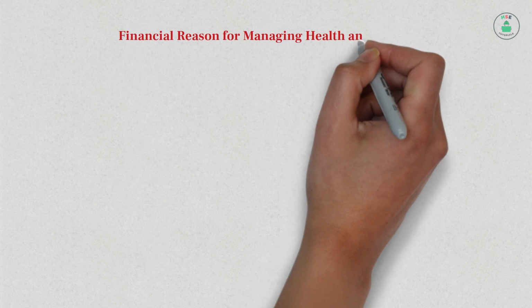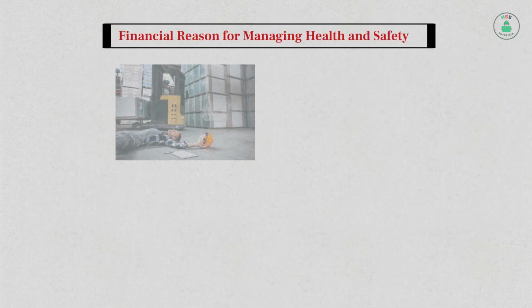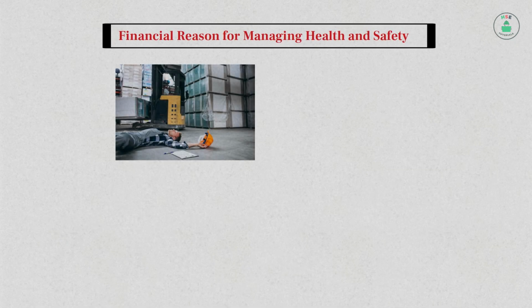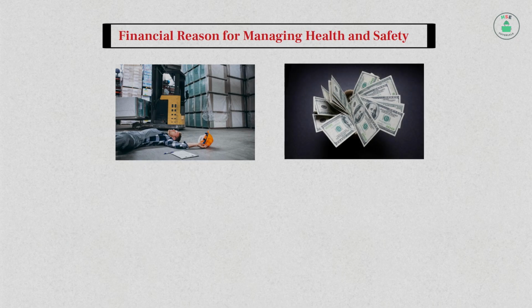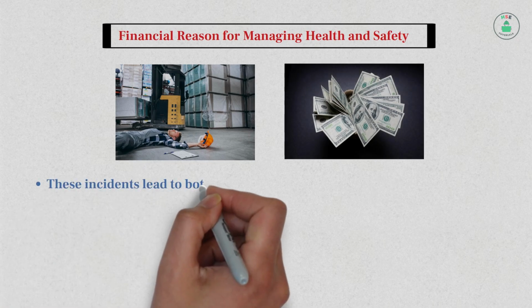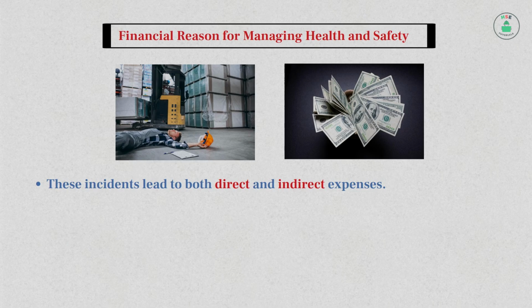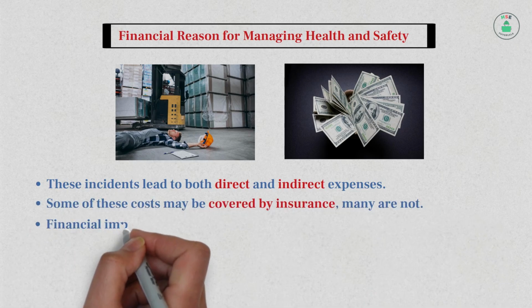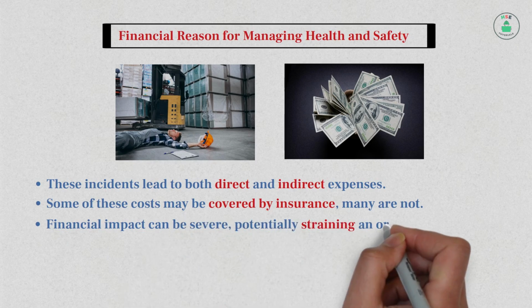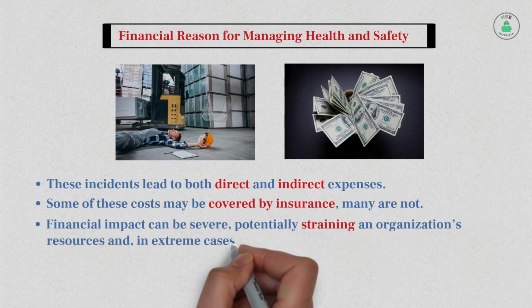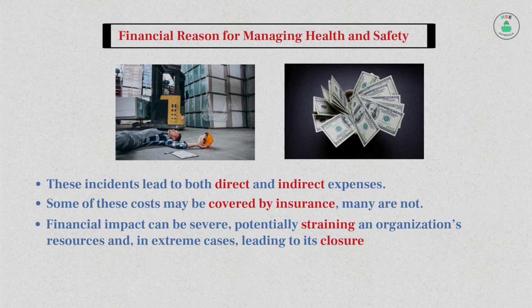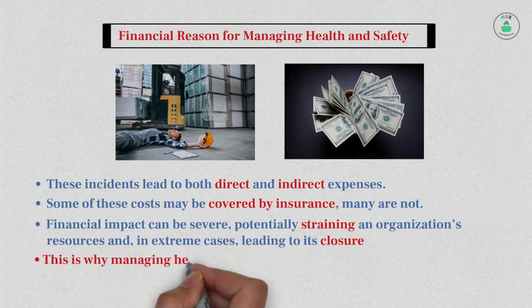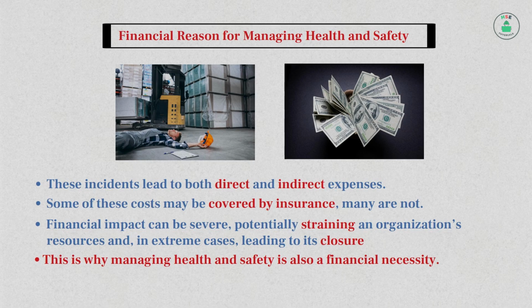Financial reason for managing health and safety. Workplace accidents, worker ill health, and property damage come with significant costs. These incidents lead to both direct and indirect expenses. While some of these costs may be covered by insurance, many are not. The financial impact can be severe, potentially straining an organization's resources and, in extreme cases, leading to its closure. This is why managing health and safety is also a financial necessity.